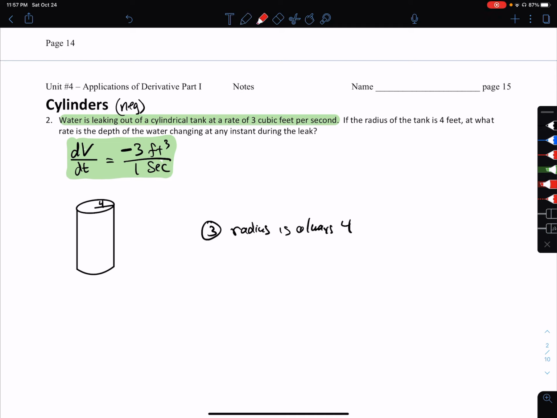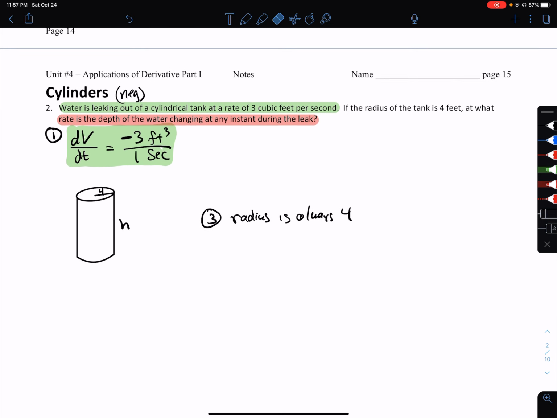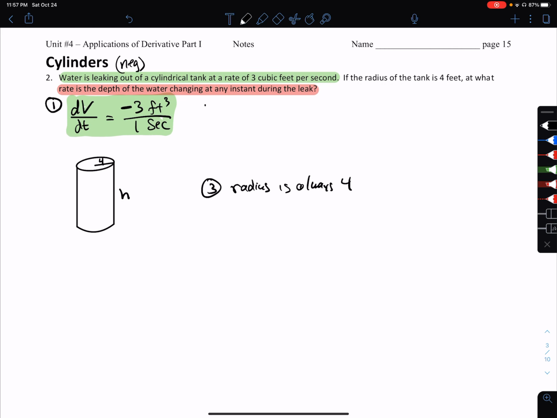Continuing reading the problem, at what rate is the depth of the water changing at any instant during the leak? So as far as depth goes, I'm going to refer to depth as the height of the water. Step 1 was to convert things into calculus. I guess I didn't convert that last sentence into calculus yet. We want to know at what rate is the depth of the water changing. Whoops, sorry about that.